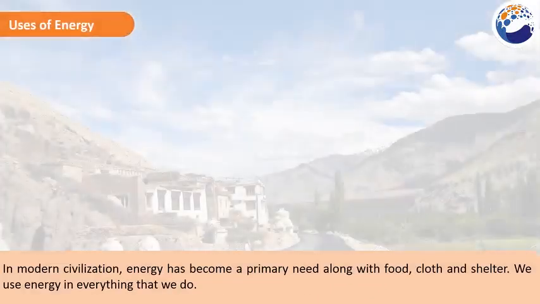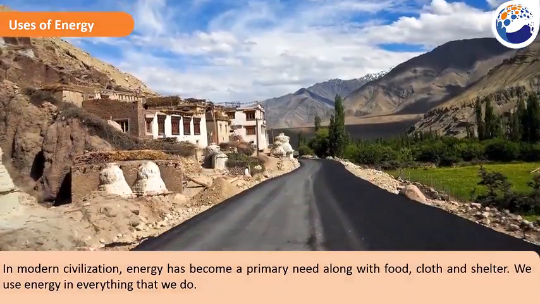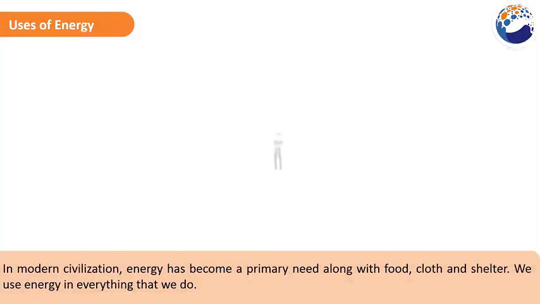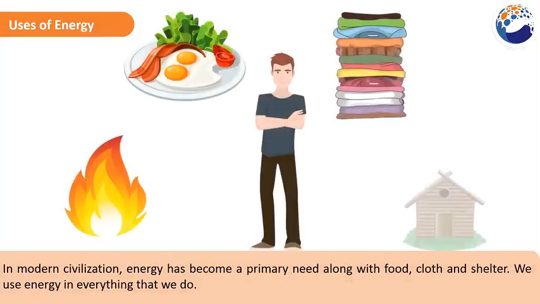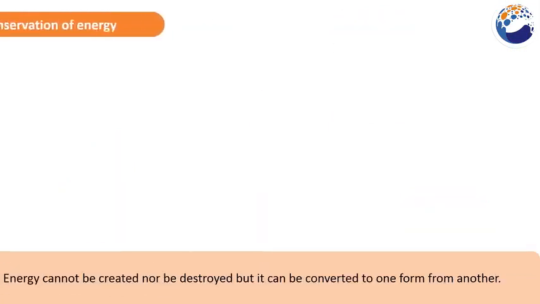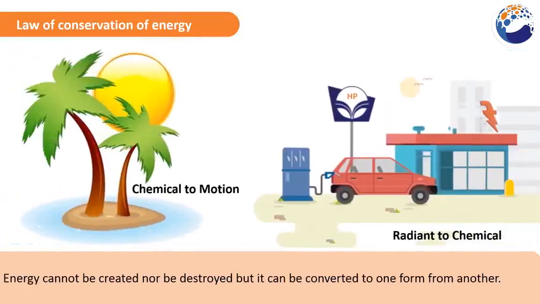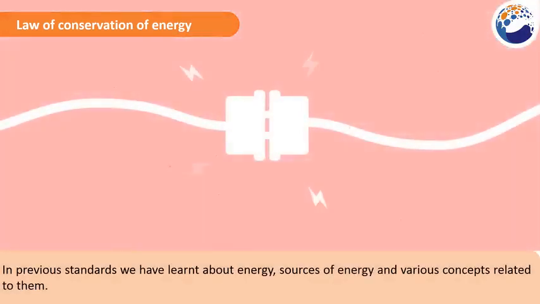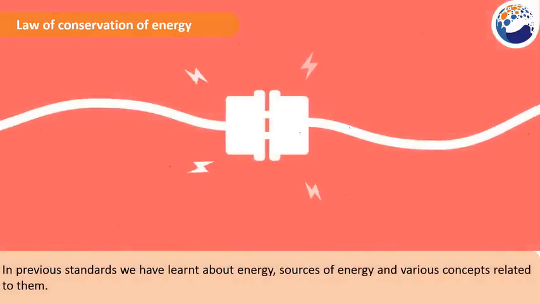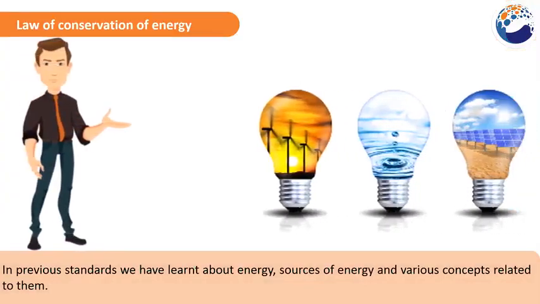Use of energy. In modern civilization, energy has become a primary need, along with food, cloth, and shelter. We use energy in everything that we do. Law of conservation of energy states that energy cannot be created nor be destroyed, but it can be converted from one form to another. In previous standards, we have learnt about energy, sources of energy, and various concepts related to them.